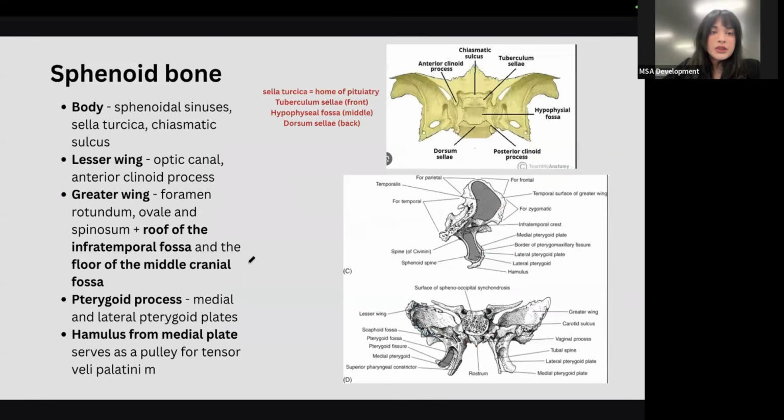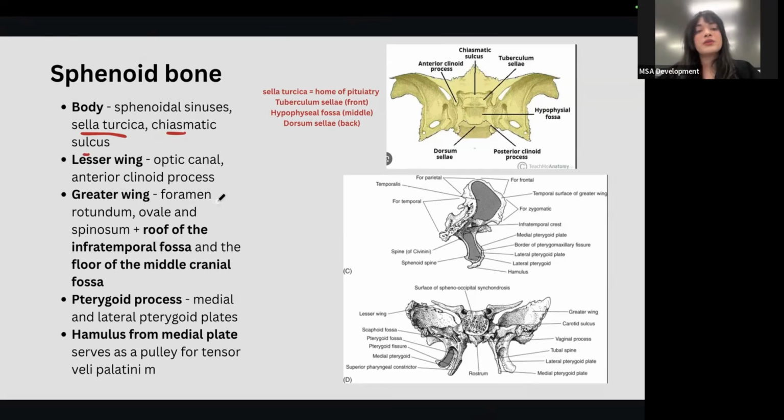The body includes the sphenoidal sinuses and the sella turcica, which houses the pituitary gland. The chiasmatic sulcus is where the optic nerves cross, basically. That is the chiasma. And then in the lesser wing, you have the optic canals and the anterior clinoid processes. You can see here, this is the lesser wing, and you have the anterior clinoid process over here.